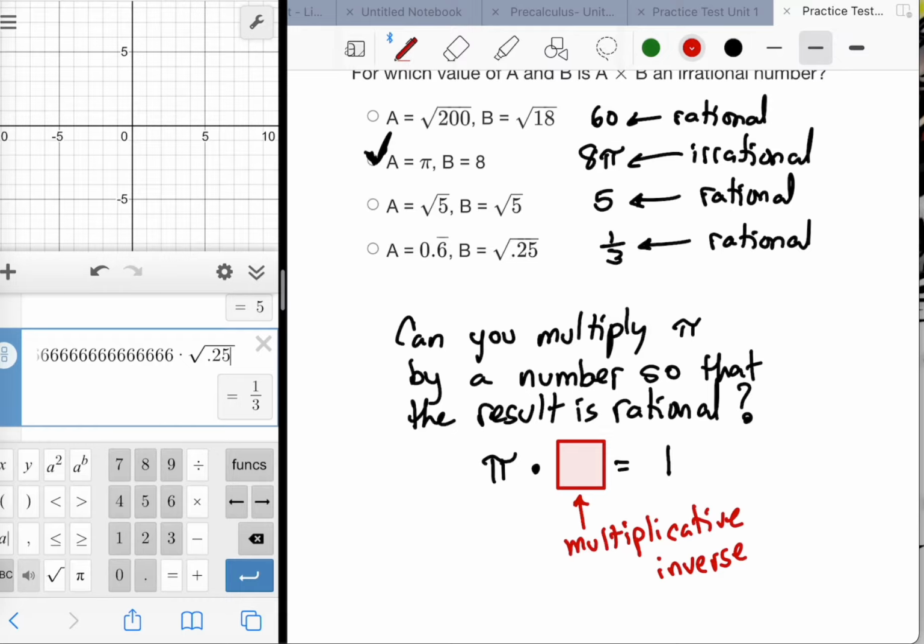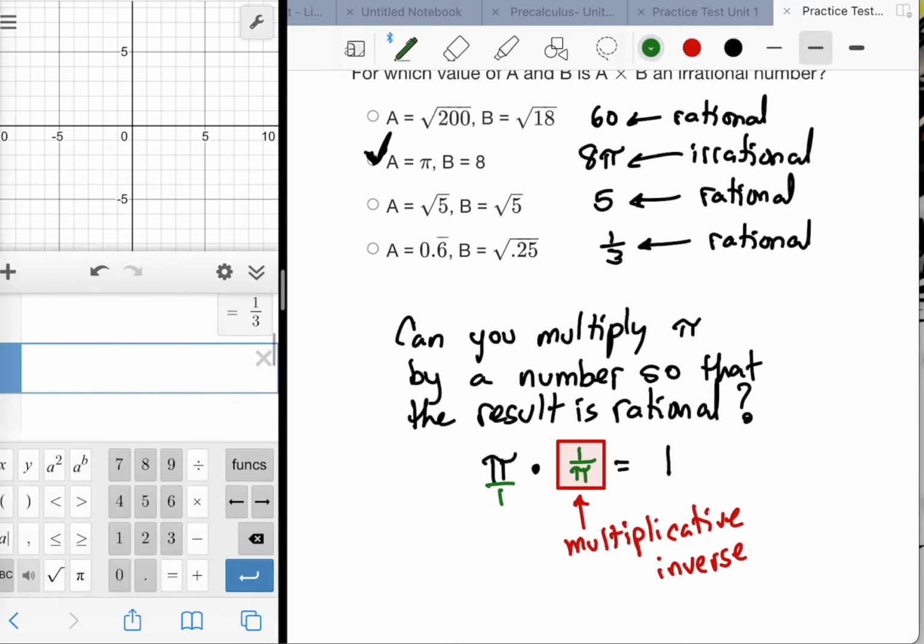So if I have pi, I can write that as pi over 1. Any number you could put over a 1: 5, 5 over 1, 10, 10 over 1. If you multiply it by the reciprocal of that, so flip that number over, then you'll get a result of 1 in all cases. So if I take pi and multiply it by 1 over pi, the result will be equal to 1.